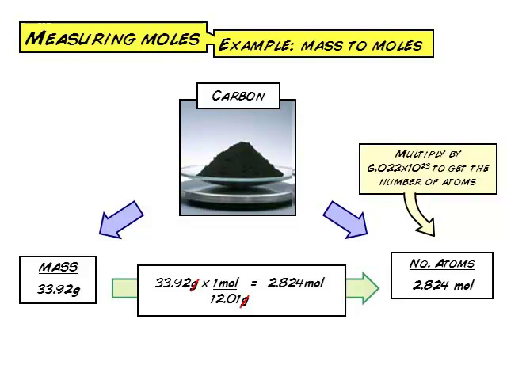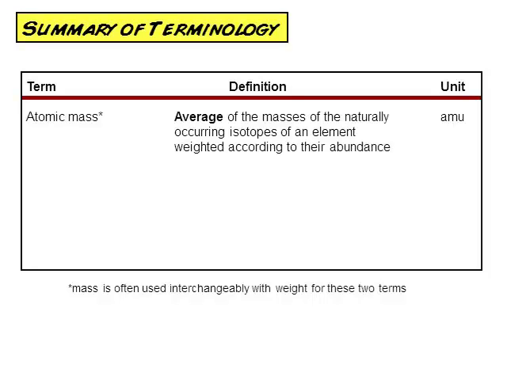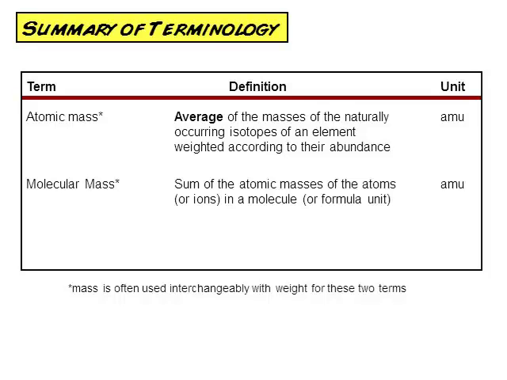There is some important terminology that is used when we're talking about moles of substance. Atomic mass is the average of the masses of the naturally occurring isotopes of an element, and is weighted according to their percentage abundance. The units used to measure atomic mass are atomic mass units. Molecular mass is the sum of the atomic masses of the atoms or ions in a molecule or formula unit. Essentially, we take the atomic mass of all the individual components of the molecule and sum these. Again, the units of measurement for molecular mass are atomic mass units.